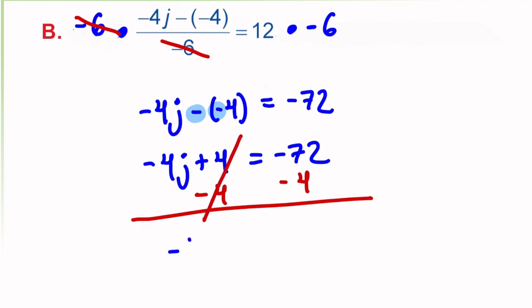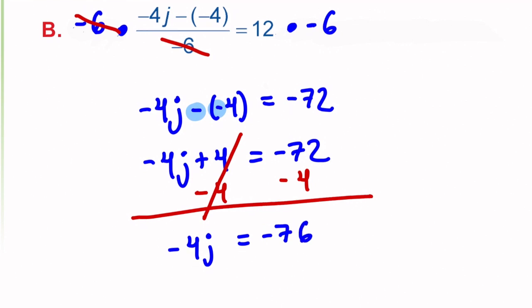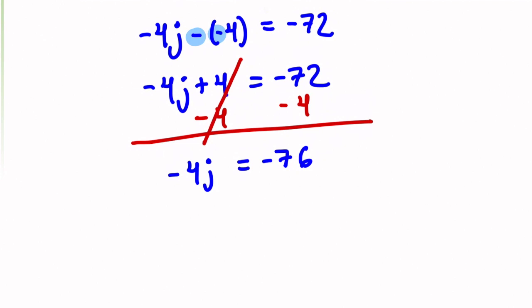And I'm going to bring down the -4j equals -76. And then the last step, I have the -4 times the j. The opposite of multiplying by -4 is to divide by -4. So that's why on both sides I'm going to divide by -4. So the -4's on the left side are going to cross out because we get a 1.